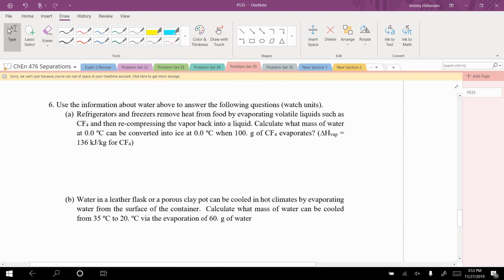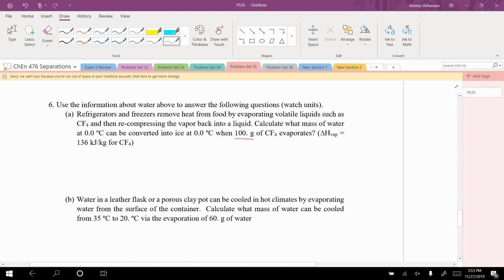Use the information about water above to answer the following questions. All right. Refrigerators and freezers remove heat from food by evaporating volatile liquids such as CF4 and then recompressing the vapor back into liquid. Cool. Calculate what mass of water at 0 degrees can be converted into ice at 0 degrees. So temperature is not changing. All we're doing is freezing it. When 100 grams of CF4 evaporates. Okay, so CF4 is going to evaporate.